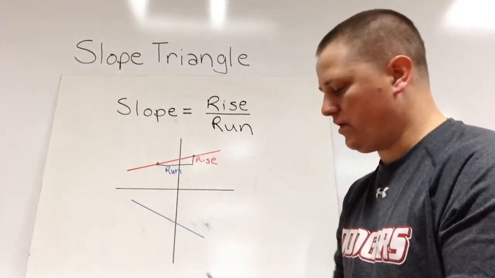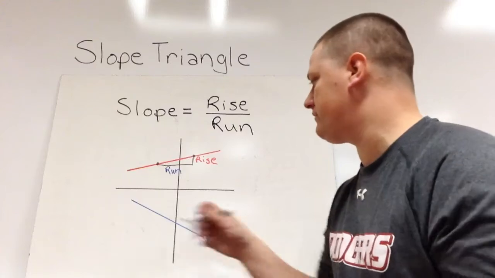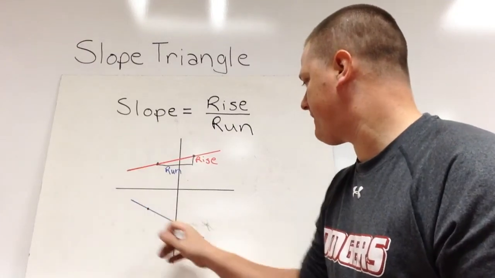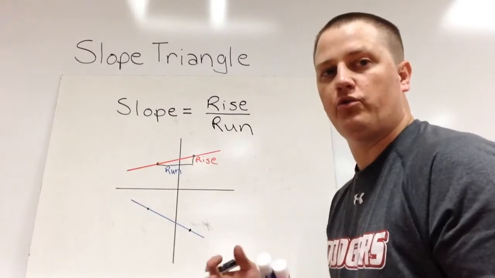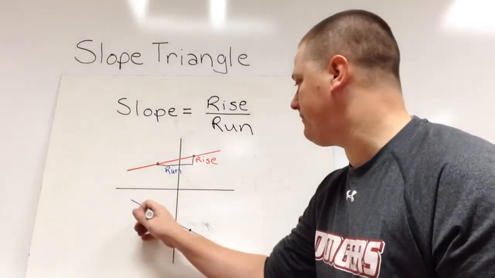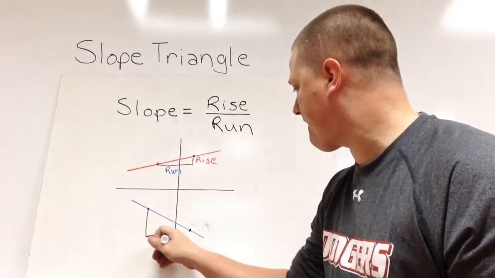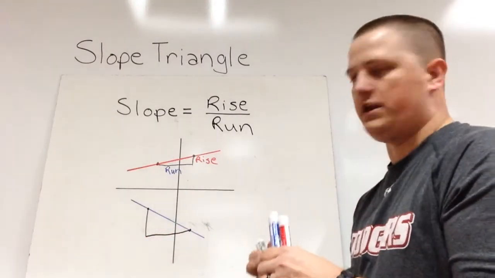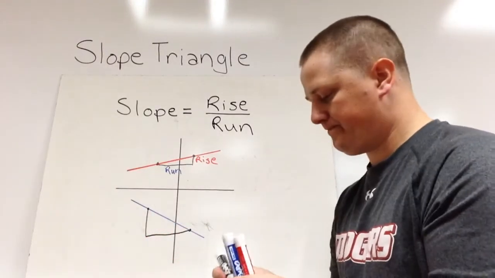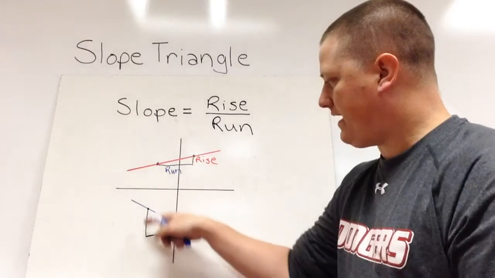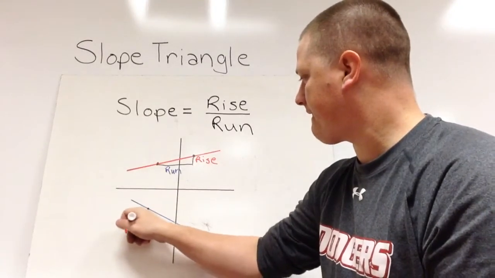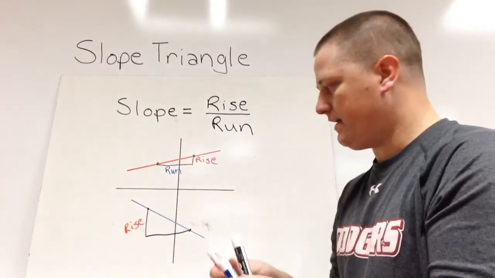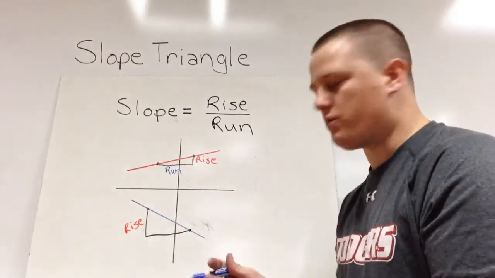This line, again, we would need 2 points. Now these points can be anywhere on the line. We just need 2 easy points to work with. And you need a right triangle. So our up and down here would be our rise, and our left to right here would be the run.